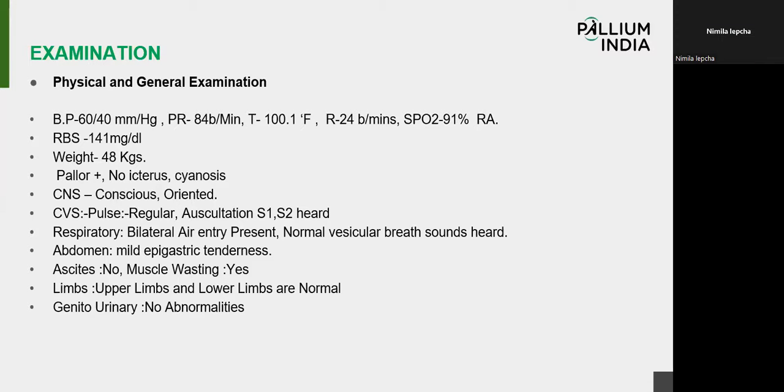and no cyanosis. Central nervous system normal, cardiovascular system normal, respiratory: bilateral air entry present, normal vesicular breath sounds heard. Abdomen: mild epigastric tenderness, no ascites, muscle wasting is present. Upper limb and lower limb are normal. Genitourinary: no abnormalities.